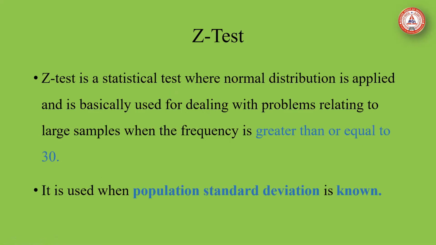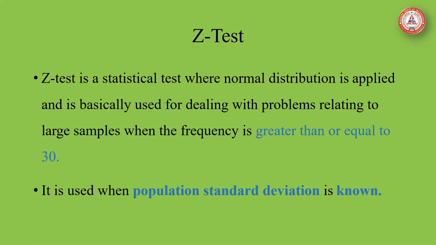Now if we talk about the Z test, first we have talked about the student t-test. In t-test, there are paired test and unpaired test, one sample unpaired test and two sample unpaired test, and paired test.